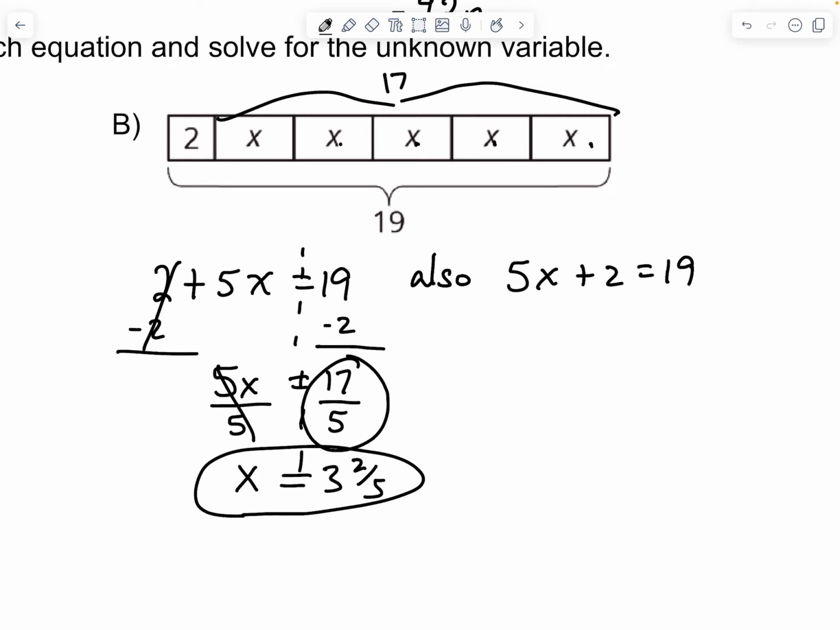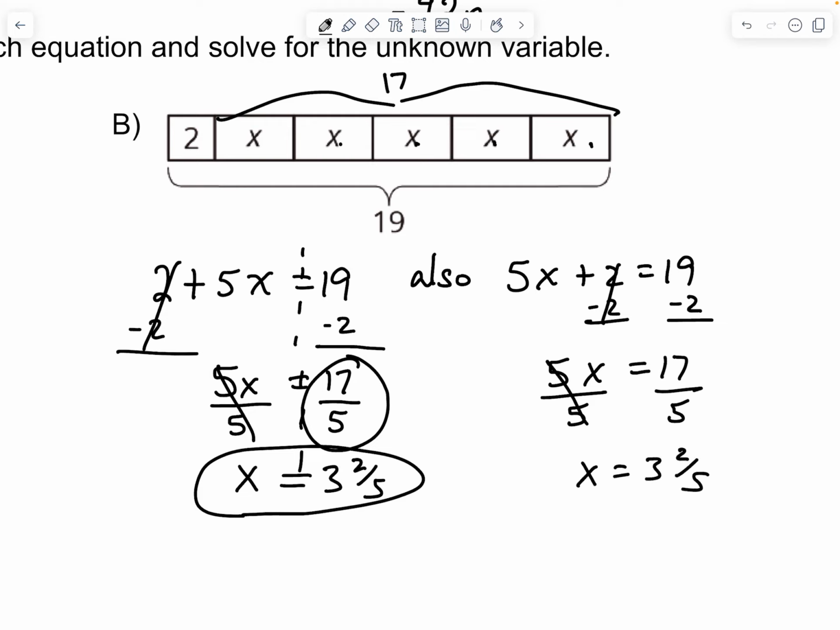Now I'm going to go ahead and do this again a different way, just the way it looks. We have 5x plus 2, but the process is still the same. We subtract 2 from each side, and we get 5x equal to 17, and then we divide by 5 to get the x all by itself, because it's the opposite of multiplying by 5. So we get x is equal to 3 and 2 fifths.